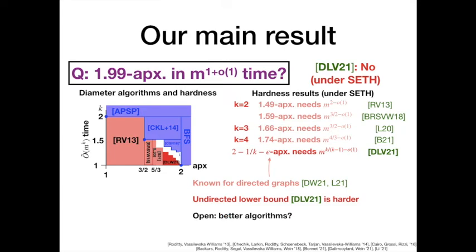So the remaining question is, can you find better algorithms? In this picture, the red trade-offs are not obtainable under SETH. The blue regions are obtainable by algorithms, but there's this white region where we don't know whether there are algorithms or not, and so can you find better algorithms there?